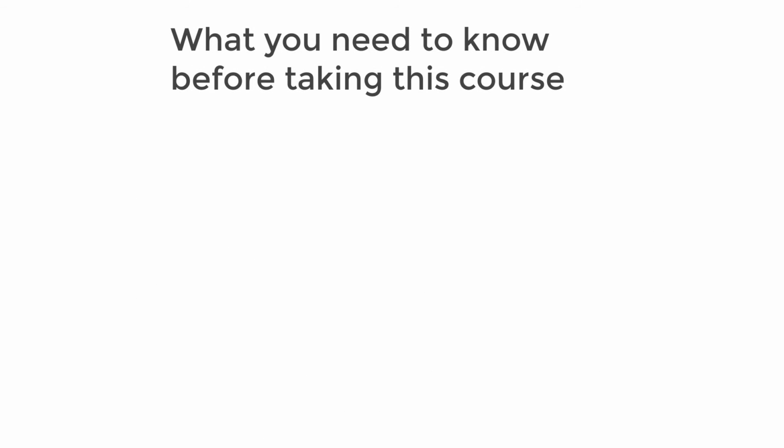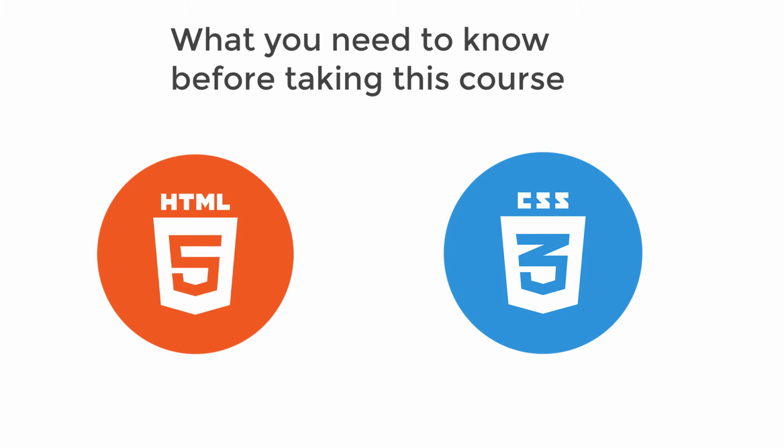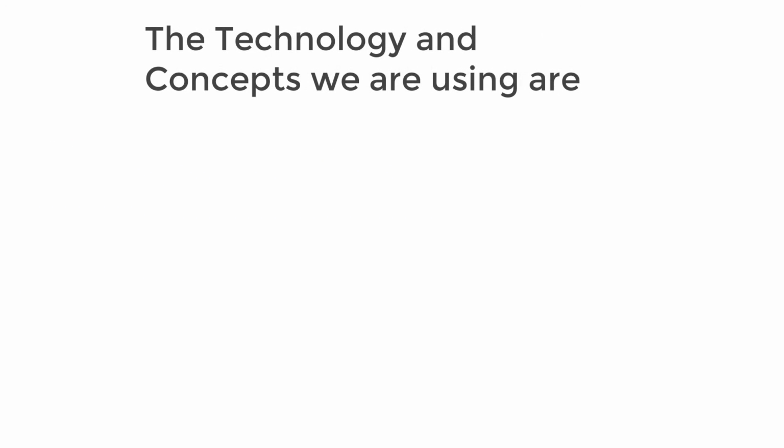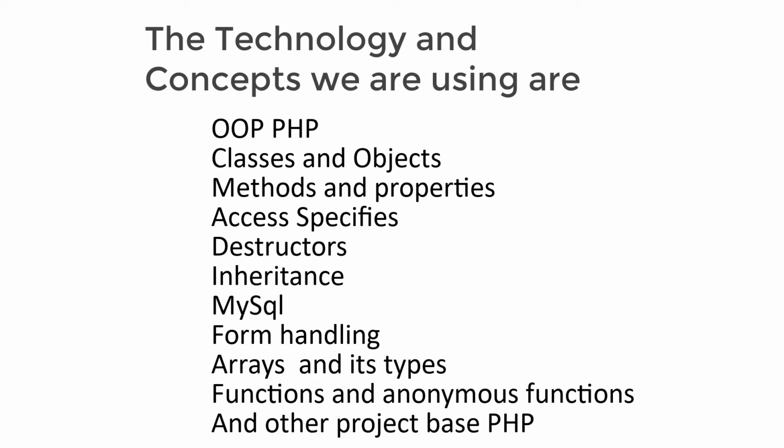What you need to know before taking this course: you need basic HTML and basic CSS. You don't need to be an expert in HTML and CSS. The technologies and concepts we are using in this course are object-oriented PHP, classes and objects, methods, properties, access specifiers, destructor, inheritance, MySQL, form handling, arrays and their types, functions and anonymous functions, and other project-based PHP.